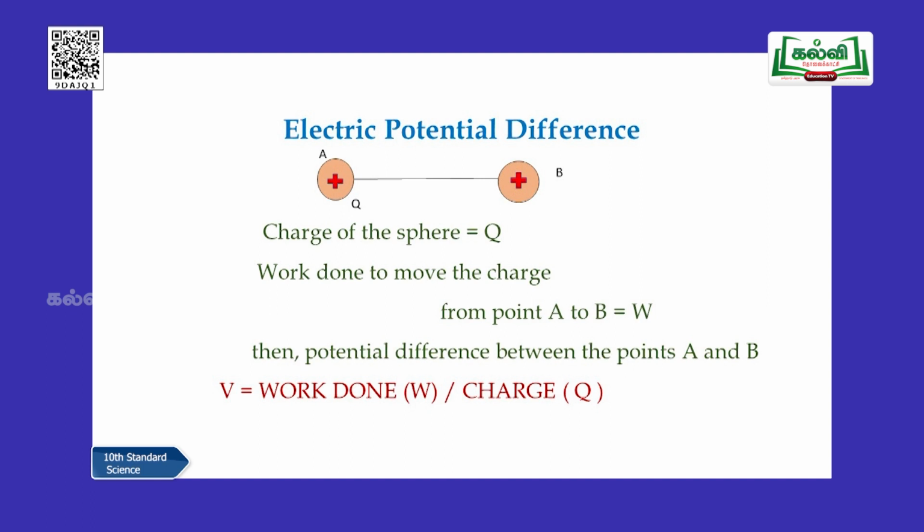Now let us take the charge of the sphere is equal to Q. Now we have to move the charge from point A to B. At that time, as I told you, we have to do work. So the work done to move the charge from point A to B is equal to W. Next, what is the potential difference between the points A and B? The potential difference is denoted by the letter V. So the potential difference between the points A and B, V, is equal to work done W by charge Q. Can you follow, students?